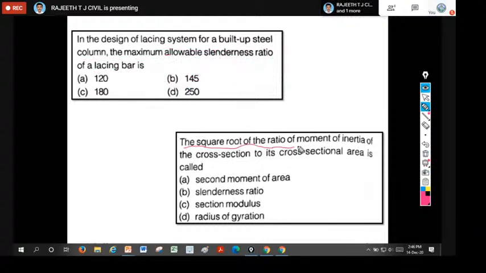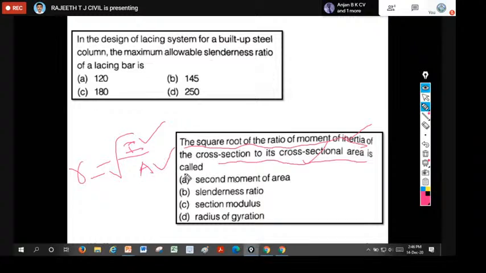The square root of the ratio of the moment of inertia of a cross section to its cross-sectional area is called the radius of gyration. That is, r equals square root of I by A. That is your radius of gyration. Moment of inertia is in the numerator, and the denominator is the cross-sectional area. Section modulus is different.